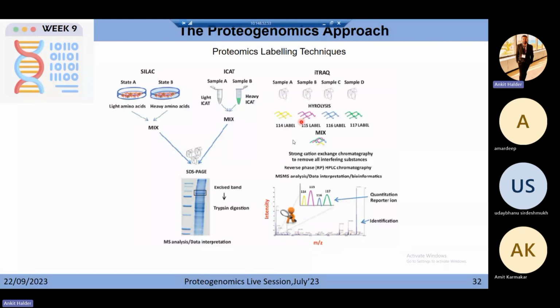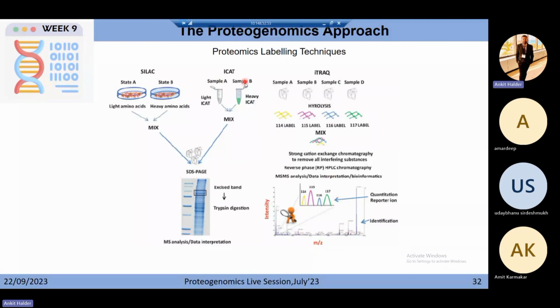The peptides are labeled with 114, 115, 116, 117, but with the balancer and the reporter. The balancer group will just adjust your weight balance and make it isobaric, that is, the same masses. Then the peptides are labeled, and you can see that the reporter ions will be quantitative: 114, 115, 116 and 117. On the basis of the peaks or the intensity levels, you can relatively quantify which of your proteins is highly expressed in your particular condition or not.